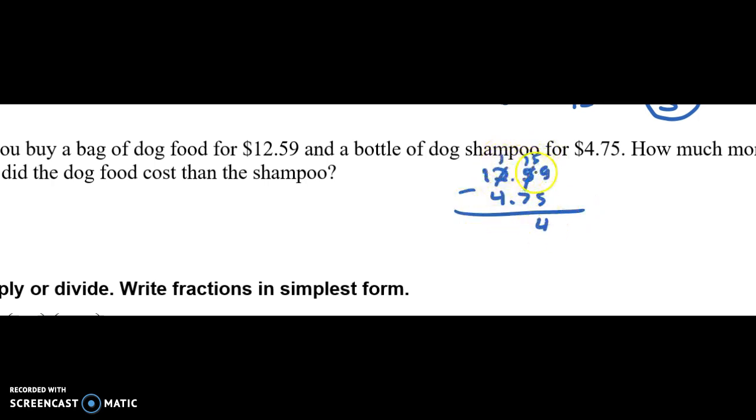1, 15 minus 7 is 1, 11, 0. So you would say $7.84 more.